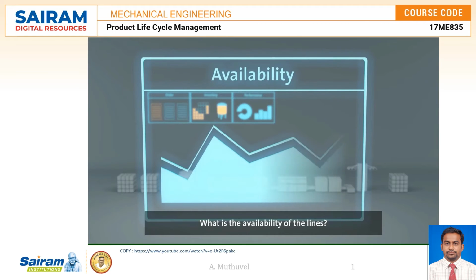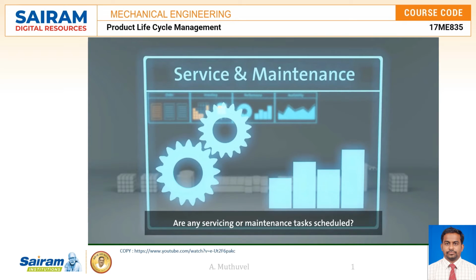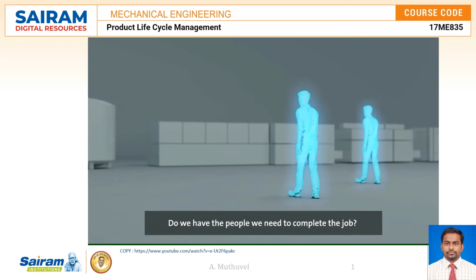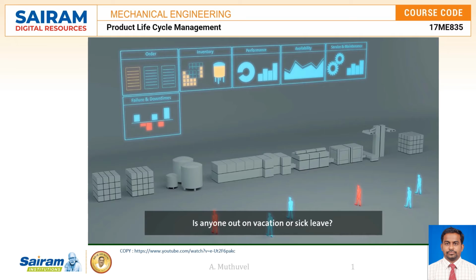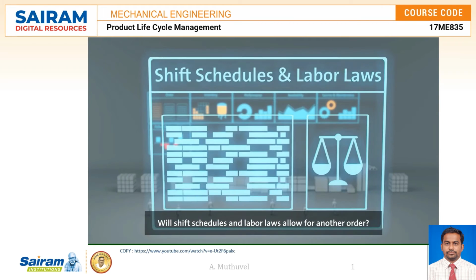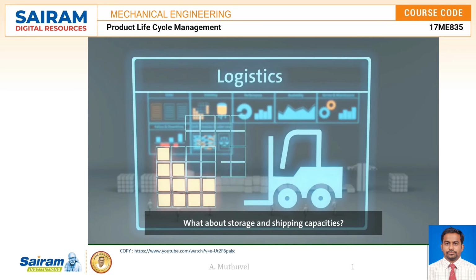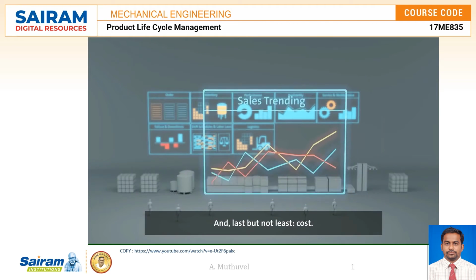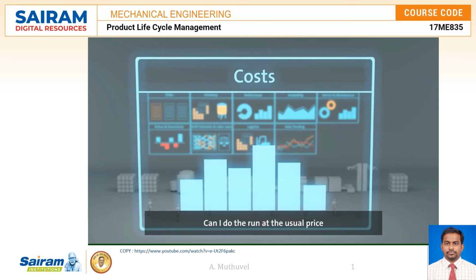What is the availability of the lines? Are any servicing or maintenance tasks scheduled? Are any downtimes foreseeable? Do we have the people we need to complete the job? Is anyone out on vacation or sick leave? Will shift schedules and labor laws allow for another order? What about storage and shipping capacities? How are sales trending? And last but not least, cost. Can I do the run at the usual price, or will I have to add a surcharge?